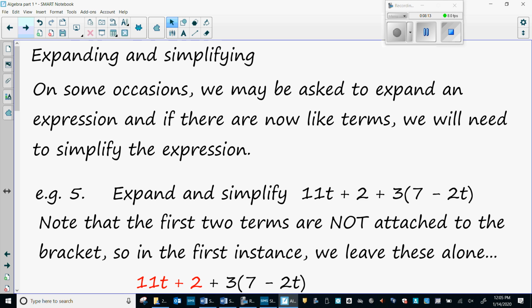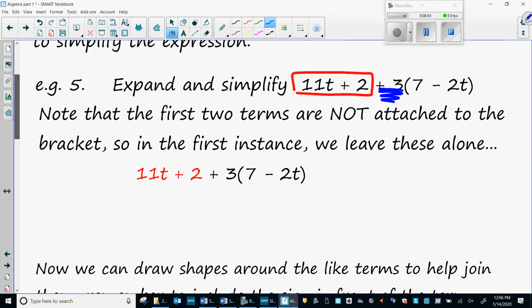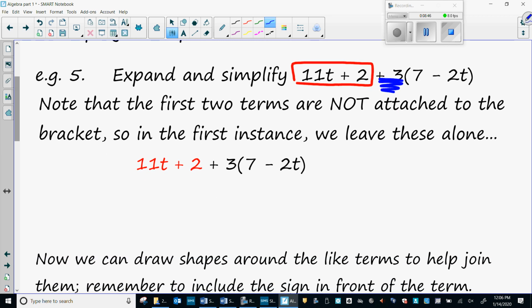Okay. Now, I'm hoping that you're all comfortable and can see that these two here have no bracket. So we would just leave them alone to start with. The only thing that has a bracket attached to it is this. Okay, so the plus 3 is the only thing that has the bracket attached to it. You will see that. Now, again, sometimes once we move on to expanding 2 brackets, which I know you've done last year anyway, when people look at 2 brackets, they think, oh, I need to start doing more, okay? The only thing that's attached to the bracket is the positive 3. So I'm leaving my 11t plus 2 alone.